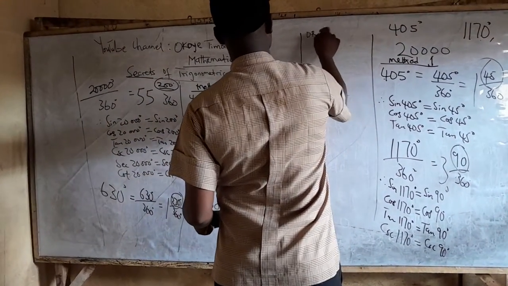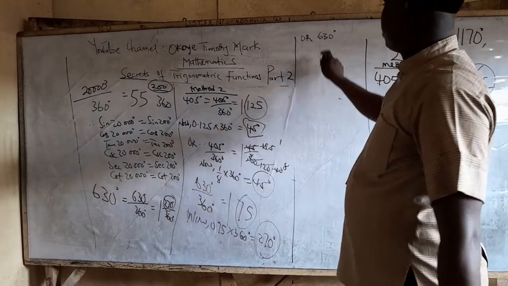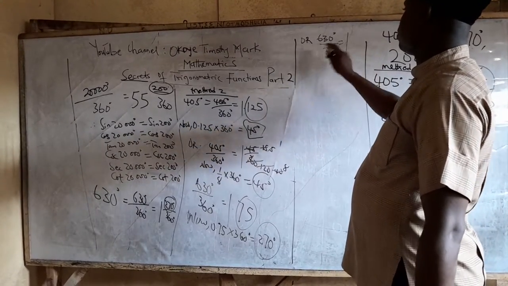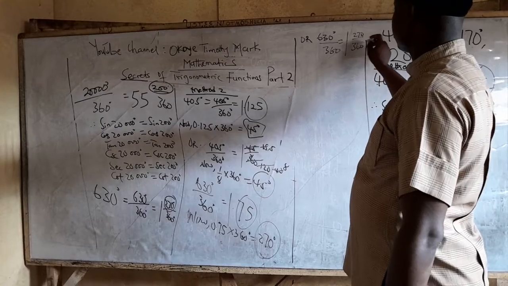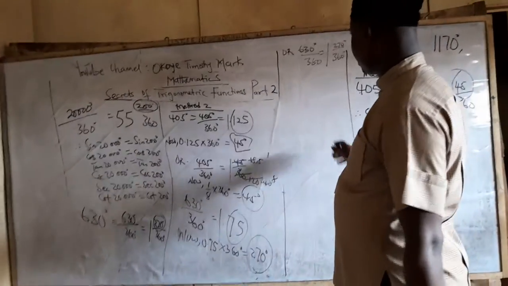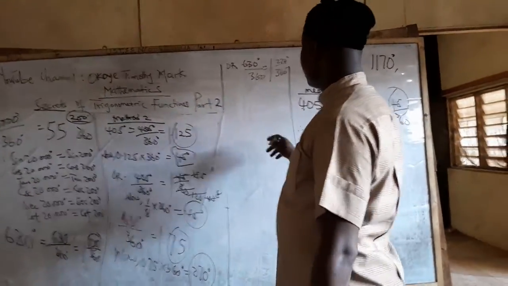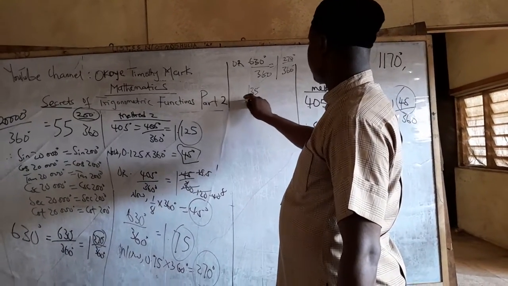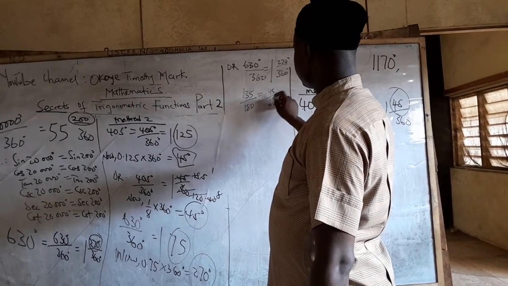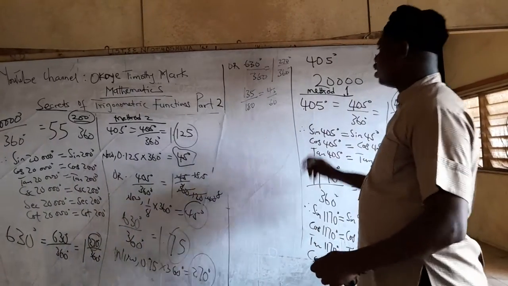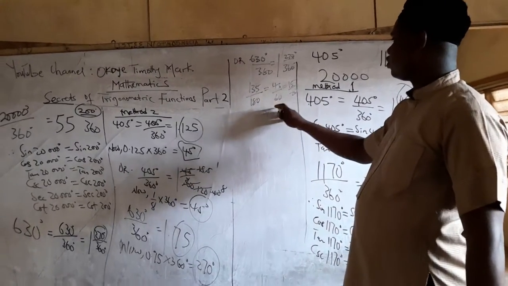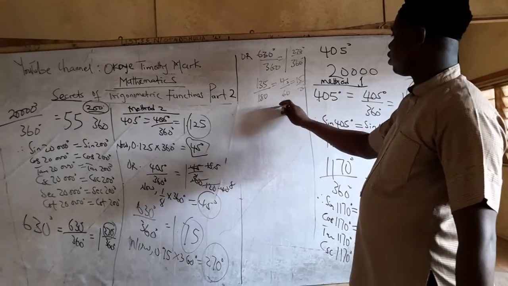Or you do it this way: 630 degrees over 360 degrees is one number, but remain 270, so 270 over 360. The HCF here is 90, but let's take it the easiest way. Since the line ends with 0, you can start with 2, or 135 over 180. 3 goes in, 45 over 60. 3 again, 15 over 20. 3 cannot go again. 5 can go, 3 over 4.